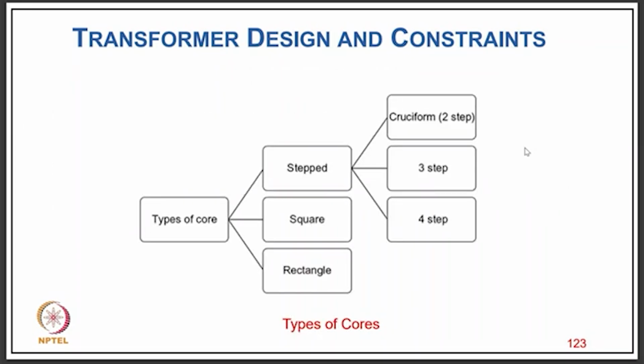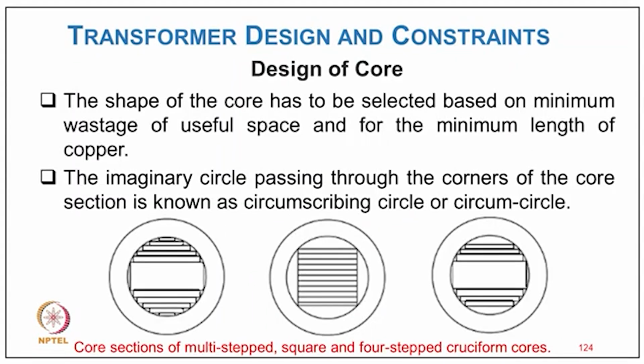So you can have different kinds of cores, like a square core or rectangular core, and then with more steps: if it is a cruciform, we call it 2 steps, or you have 3 steps, 4 steps, or a higher number of steps for higher rating transformers. This is the typical construction, and this is how we call it. The shape of the core has to be selected based on minimum wastage of useful space and minimum length of copper, as you have circular winding on the core. The imaginary circle passing through the corners of the core section is called the circumscribing circle or circumcircle, as you can see in the different shapes of the core.